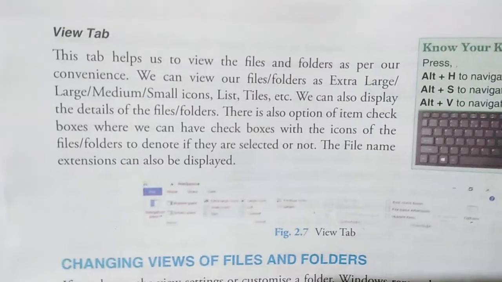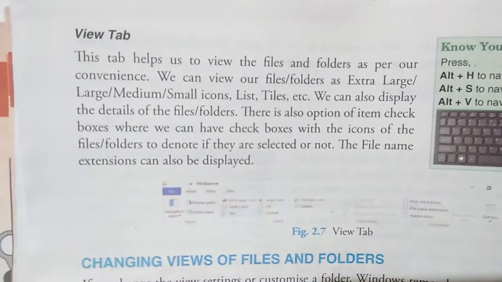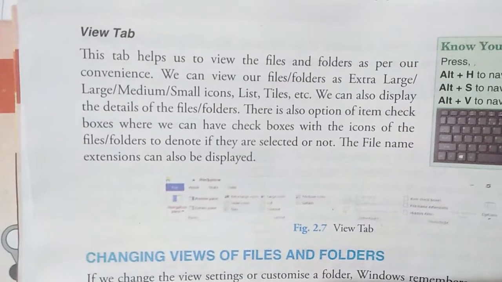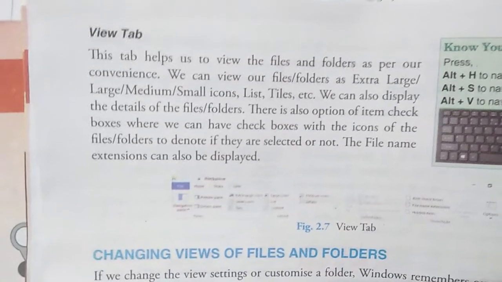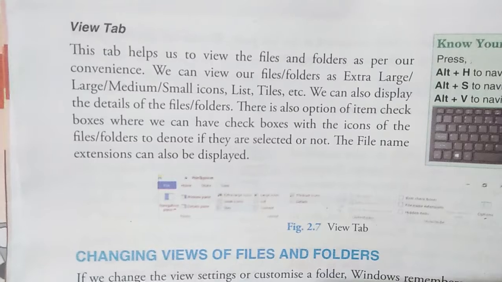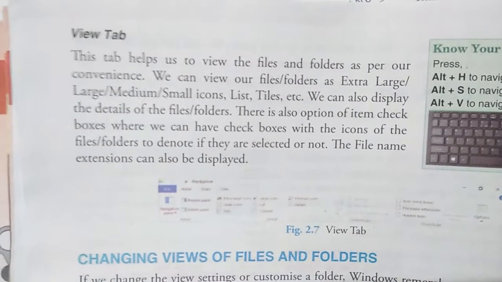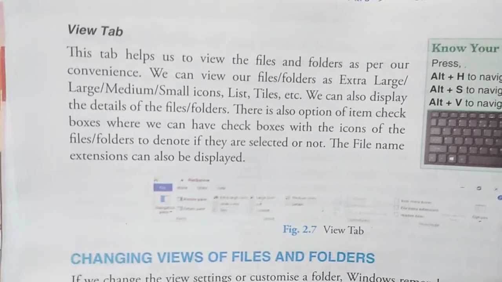Now moving forward to the next topic. The next topic is the View tab. After doing work on a computer, we also take help of the View tab. Through the View tab, we can check our work, how much work we have done and which type of work we have done. We can check if we have made any mistake or not. So this happens only through the View tab. So let us begin this topic.